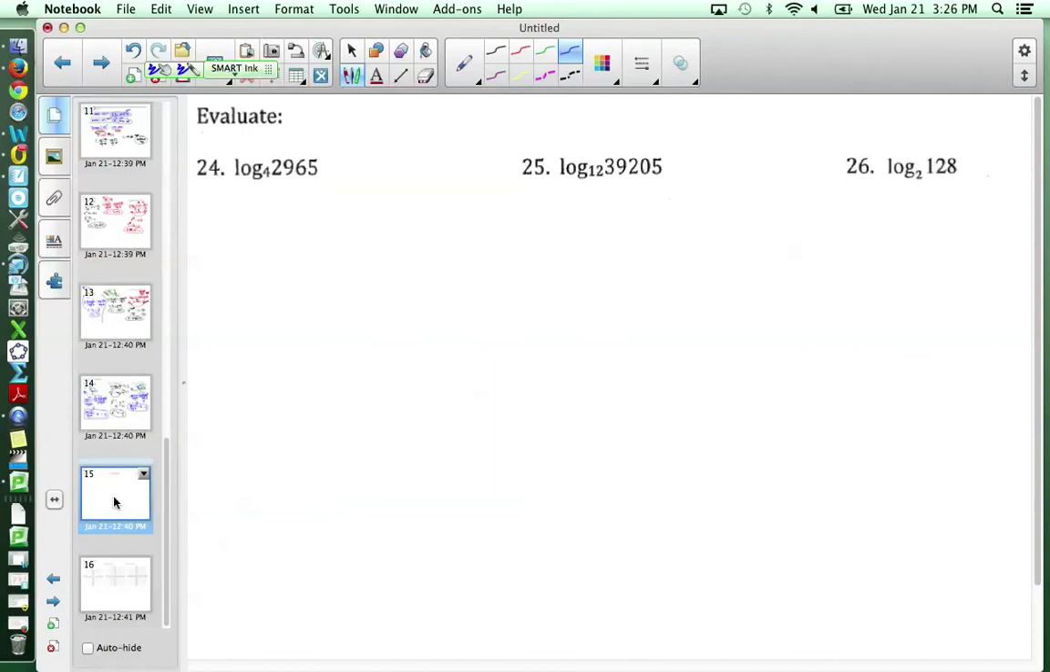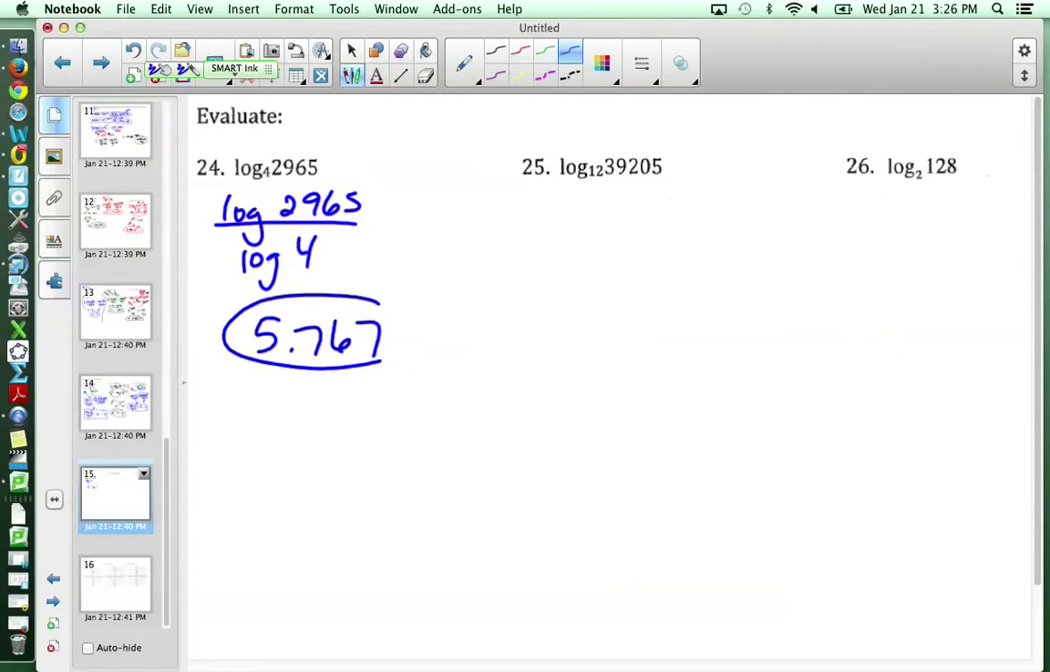Next, we're evaluating logarithms. This is just our change of base formula. If we're doing the log base 4 of 2,965, take the log of 2,965 divided by the log of 4. Type that into your calculator, you get 5.767. For the next one, log base 12 of 39,205. Take the log of 39,205 divided by the log of 12.